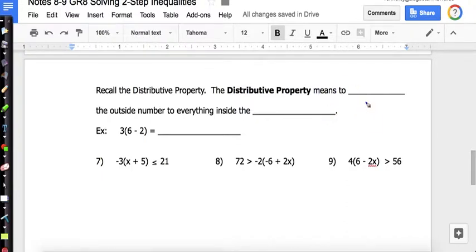So recall the distributive property. The distributive property means to distribute, and what we're doing when we distribute is we're multiplying. So put multiply, in parentheses, the outside number to everything inside the parentheses.